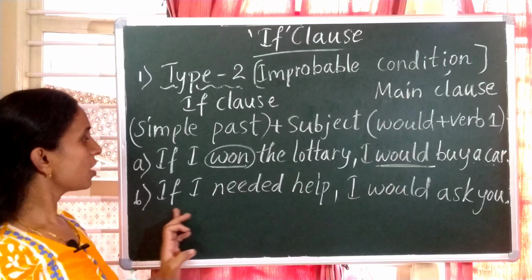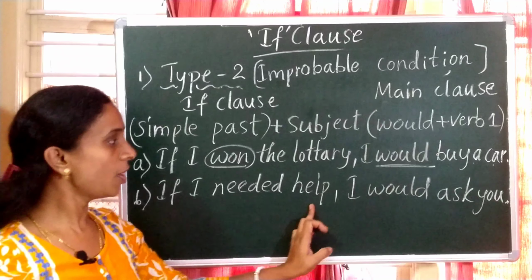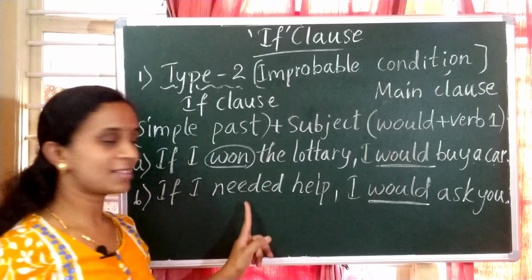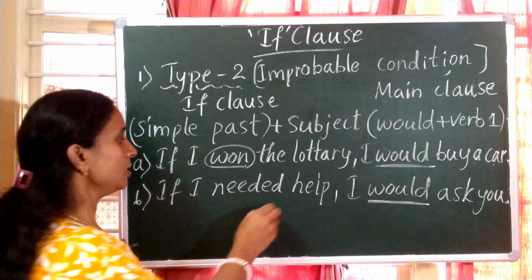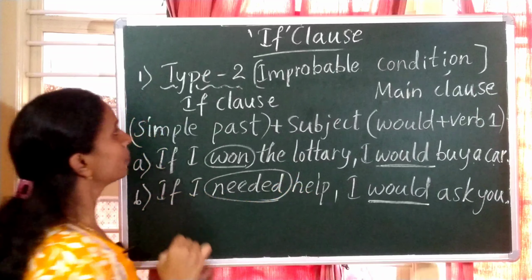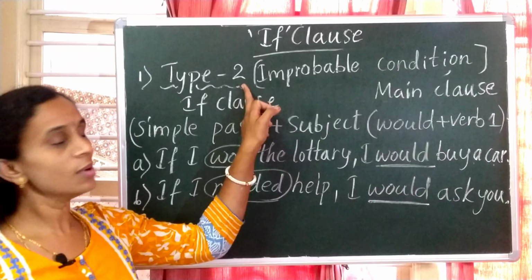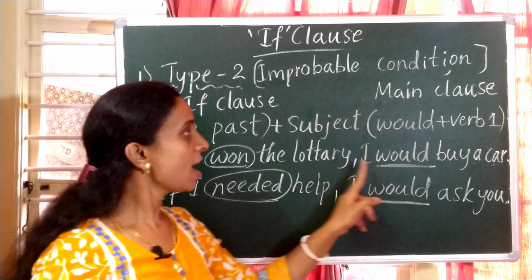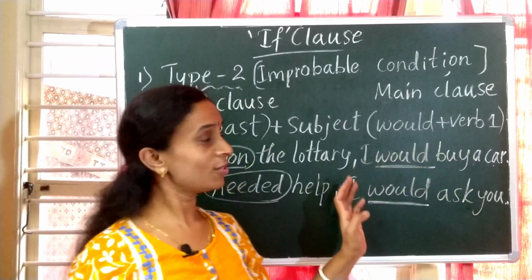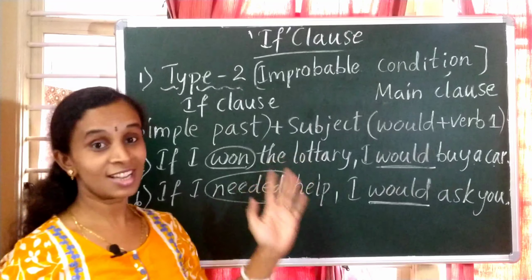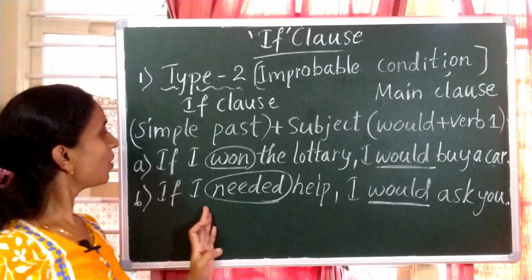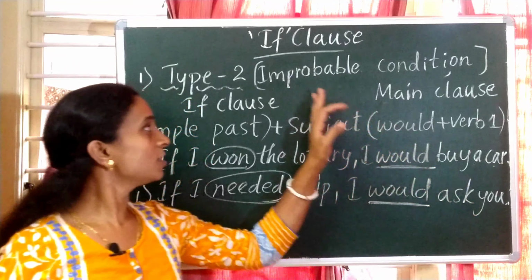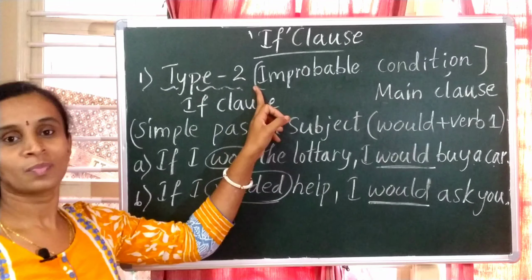And the second one: if I needed help, I would ask you. We use would when the verb is in past tense. This is a type 2 condition. If I won the lottery, I would buy a car. This is theoretically possible. If I needed help, I would ask you. These are the type 2 conditions.